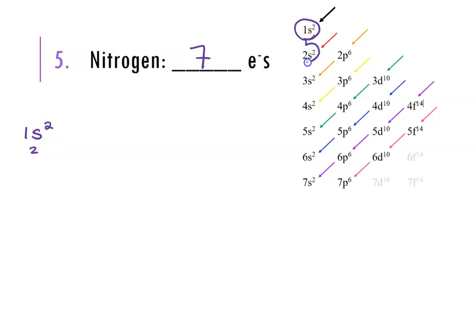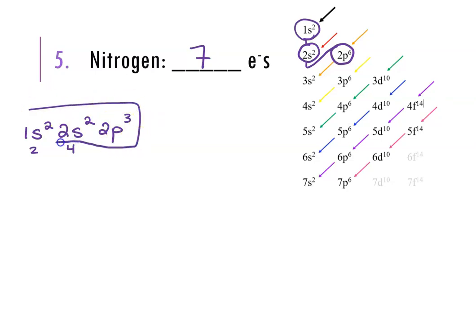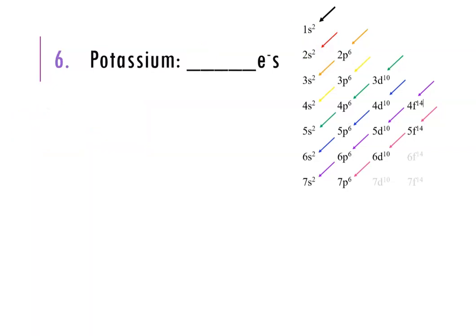From 1s, I go to 2s, which can hold 2 electrons, so that's a total of 4. And then from 2s, I come to the top to go diagonal, and I get to 2p. I have 4, I need 7, so that is going to be 3 here. So 2 plus 2 plus 3 is equal to 7. So this is my electron configuration. No arrows needed.